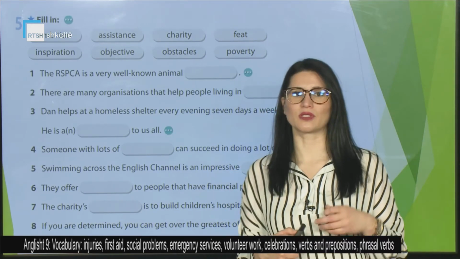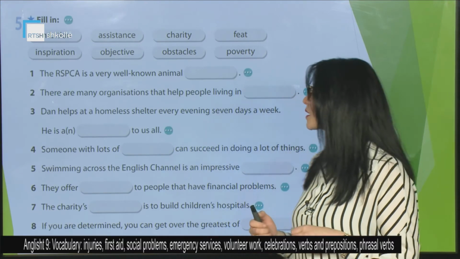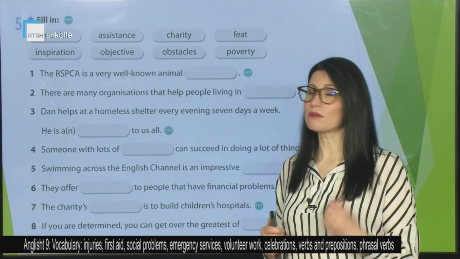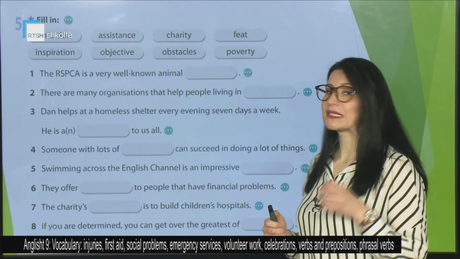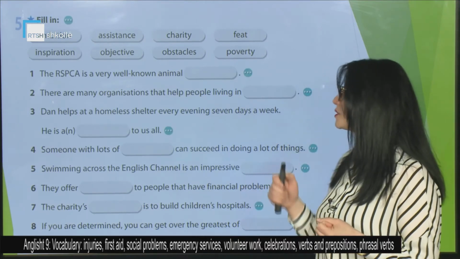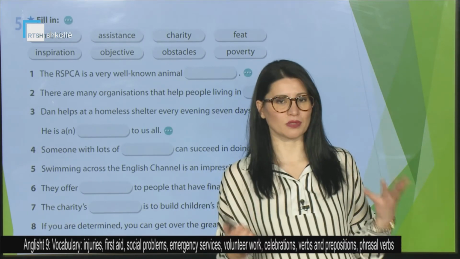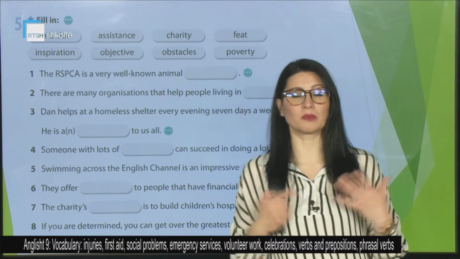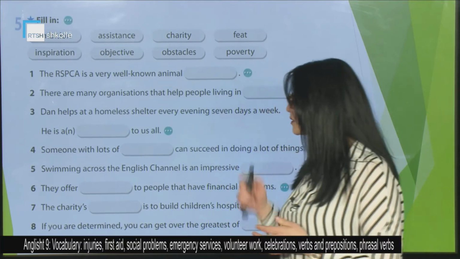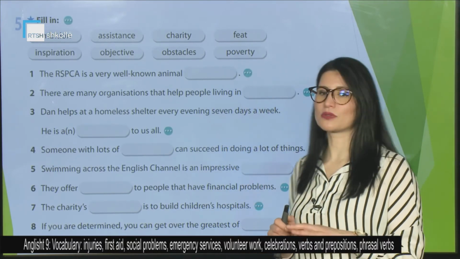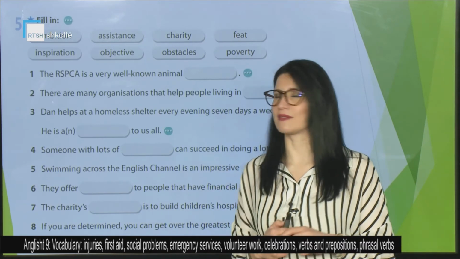Inspiration, to have a great influence on somebody. Objective, or aim. Obstacles, difficulties. And poverty, it is the state when people do not have food to eat or a place to live. And we have got the sentences here. We're going to complete the sentences with the words given.